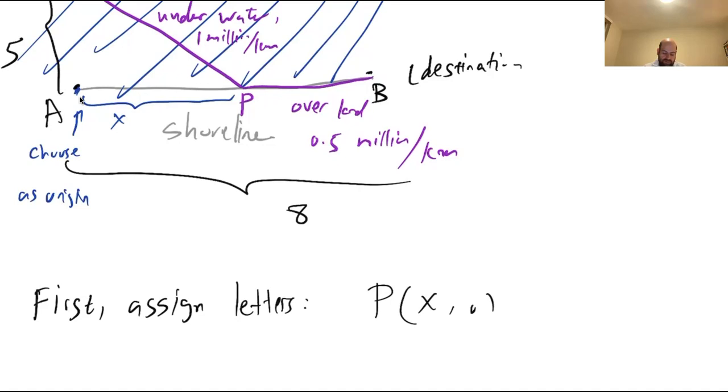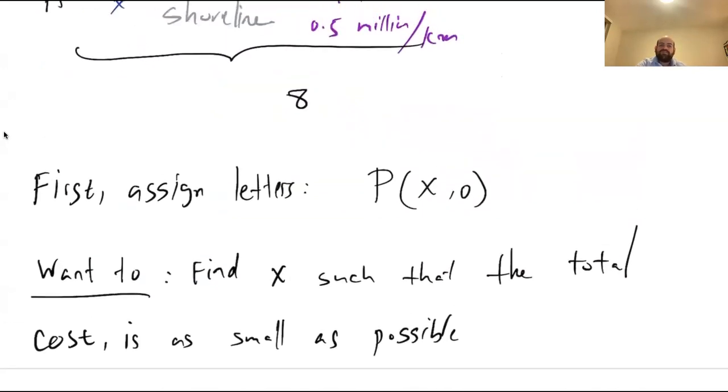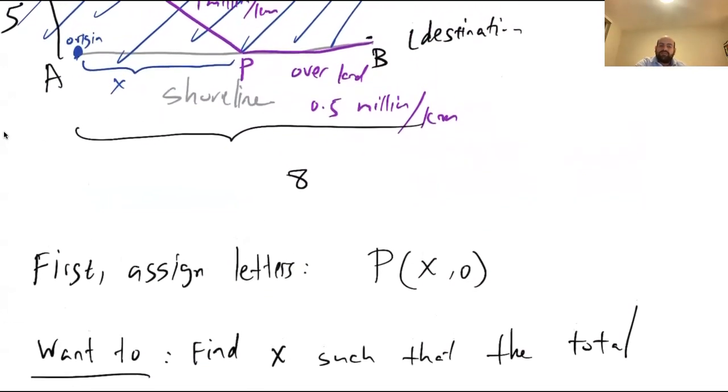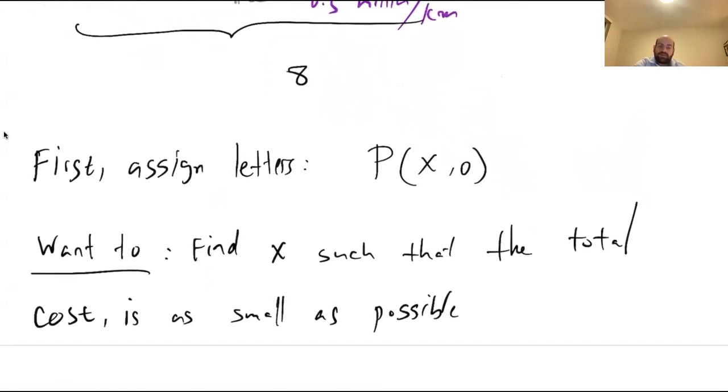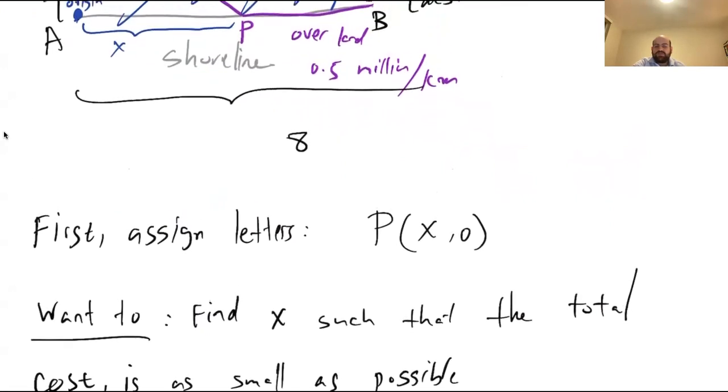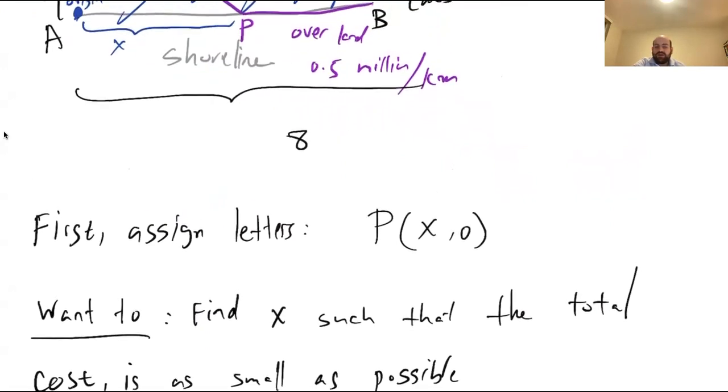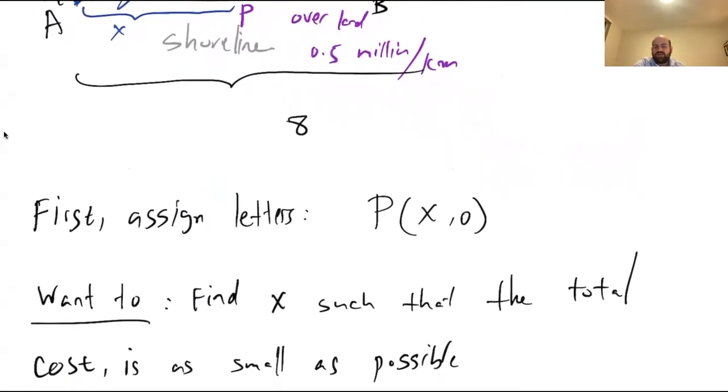Now our next job is to write the quantity that we want to minimize, which in this case is cost, in terms of one variable only. It seems that the screen is frozen. Okay, it's good now. We want to find X such that the total cost is as small as possible. So our next job is to write the quantity that we want to minimize, which is cost here, in terms of one variable only. Which variable? X, of course.